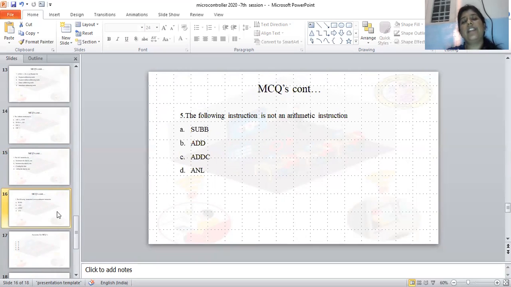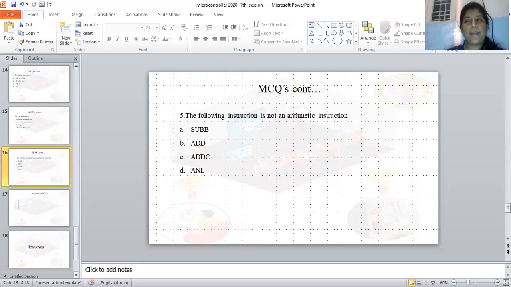The following instruction is not an arithmetic instruction: SUBB, ADD, ADDC, ANL. The answer for this question is ANL, that is the ANDing operation, a logical AND operation between the source operand and the destination operand.